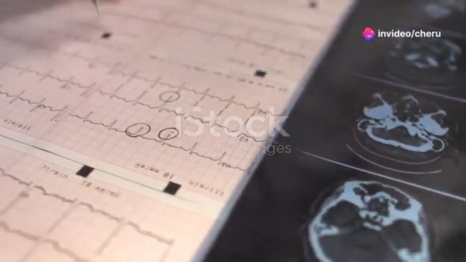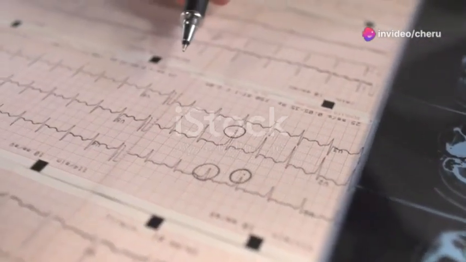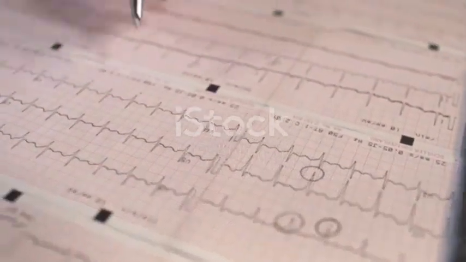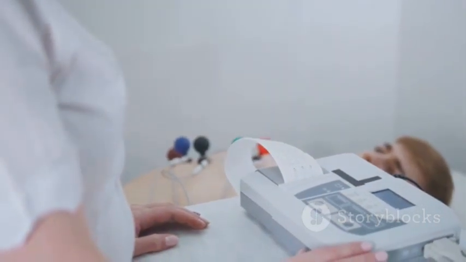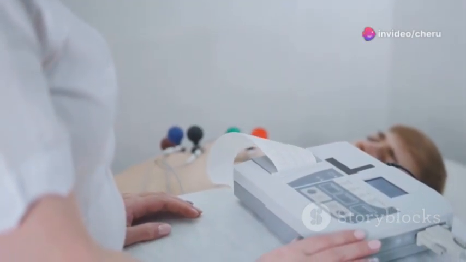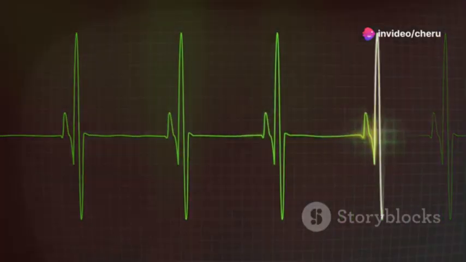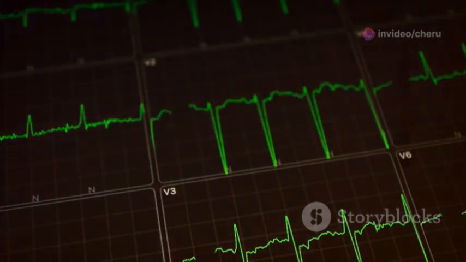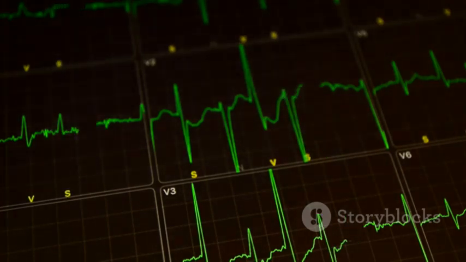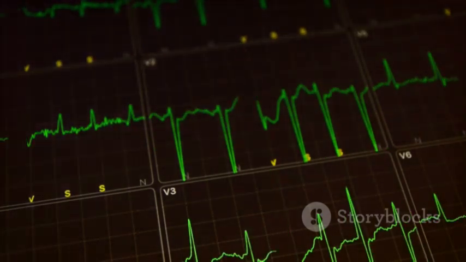Idioventricular rhythm, or IVR, is an abnormal heart rhythm originating in the ventricles, the heart's lower chambers. It occurs when the heart's natural pacemaker, the sinoatrial node, fails to initiate an electrical impulse, or when that impulse is blocked from reaching the ventricles. In IVR, the ventricular cells themselves take over the role of pacemaker, albeit at a slower rate.